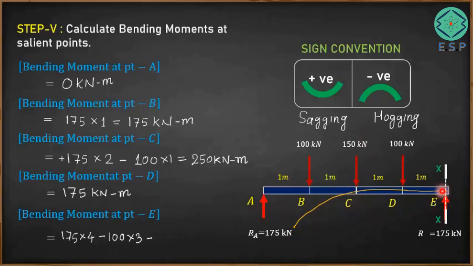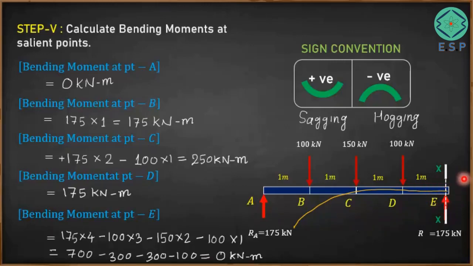So 150 into 2 minus 150 into 2, and the last we have 100 kilonewton into 1, and again the beam is going to bend the same fashion, that is negative bending moment. So it is minus 100 into 1. So if you calculate this value, this is going to be 700 minus 300 minus again 300 and minus 100. So if you simplify, this value is going to be 0 kilonewton meter. At point E we are getting 0 bending moment.